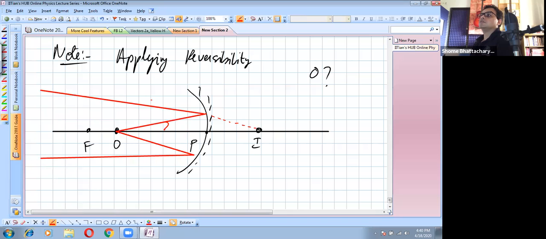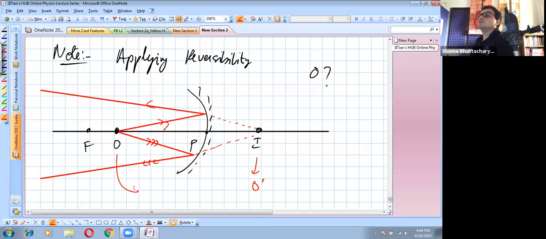That is what happened. So now just think of reversibility. What I'm doing next is, if I make I the object, then what does O become? It becomes the real image for this. If I just apply the principle of reversibility to these rays, something like this happens. This is the incident ray, this becomes the reflected ray. This becomes the incident ray, this becomes the reflected ray. And that is what maths will also tell you.